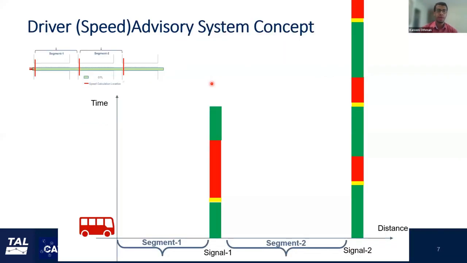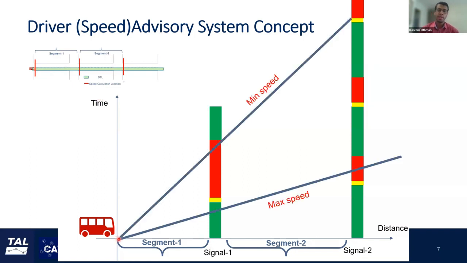Okay, let's get to the driver advisory system and how it works. I will show it in a time-space diagram. Let's assume a condition where we have a bus entering two segments. We have segment 1 and segment 2, and we have our signal here. If a bus enters segment 1, usually the bus driver is traveling at a speed between the minimum and the maximum speed. In this case, you have a high probability that the bus driver will arrive at the intersection, hit the red phase, stop at the intersection, and then travel again.